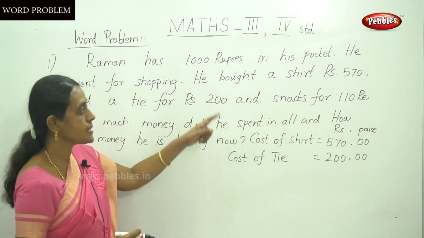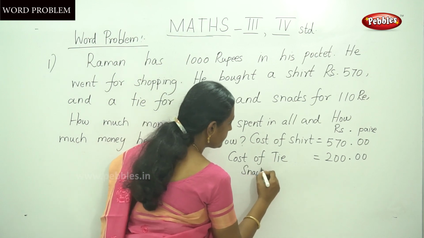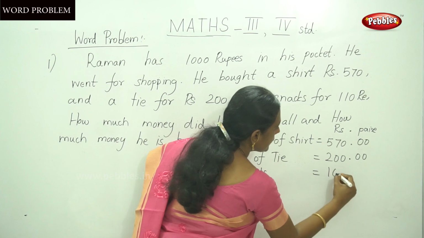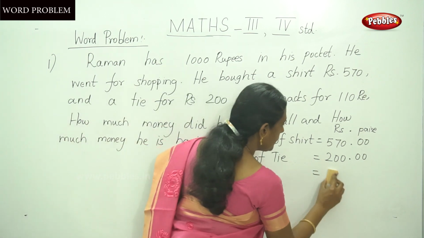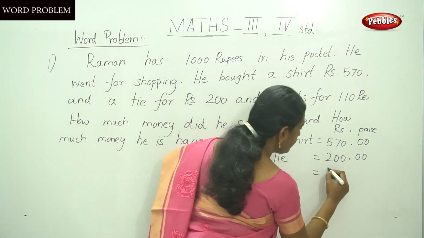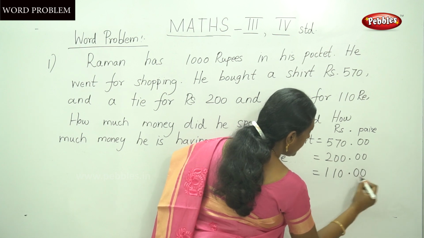And the snacks. The amount spent on snacks is 110 rupees. In the rupees column, put the number in the correct format, children. 110, no paise at all.